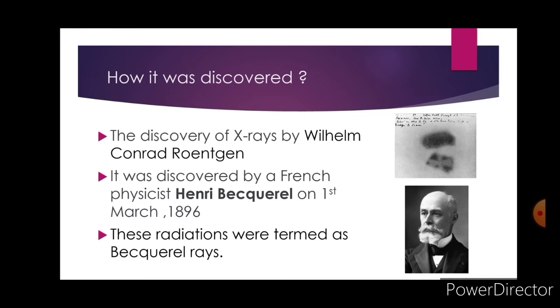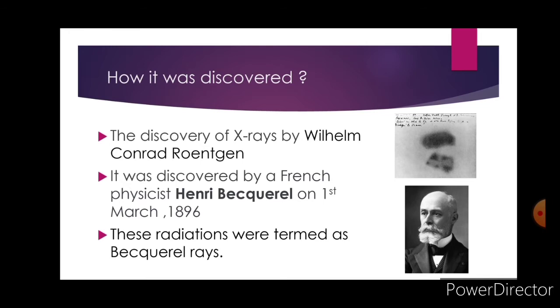Becquerel thought that the phosphorescent uranium salt he had been studying might absorb sunlight and re-emit it as X-rays. To test this idea, Becquerel wrapped photographic plates in black paper and then placed crystals of uranium salt on top of it and placed the entire setup in the sun. When he developed the plates, he saw an outline of the crystals. He thought of it as a confirmation of his theory and further tried to investigate it.